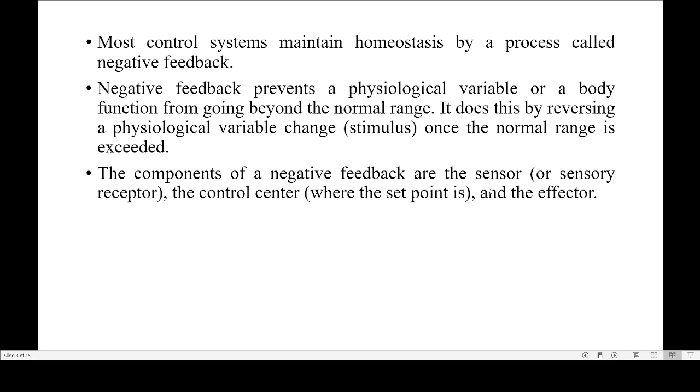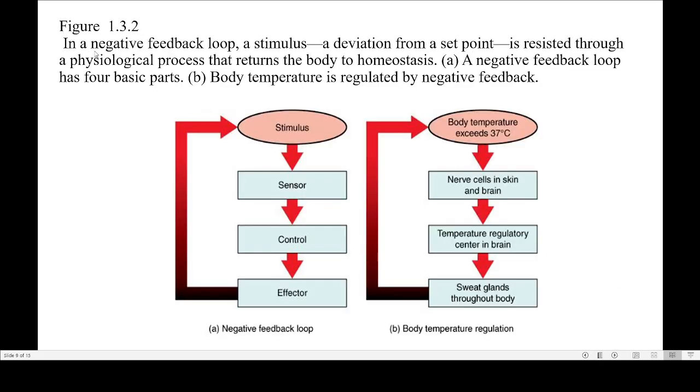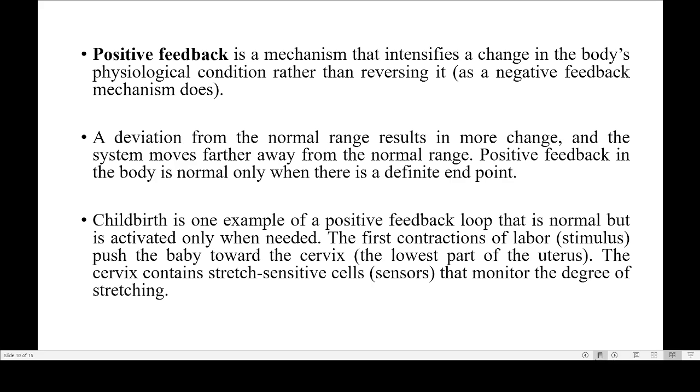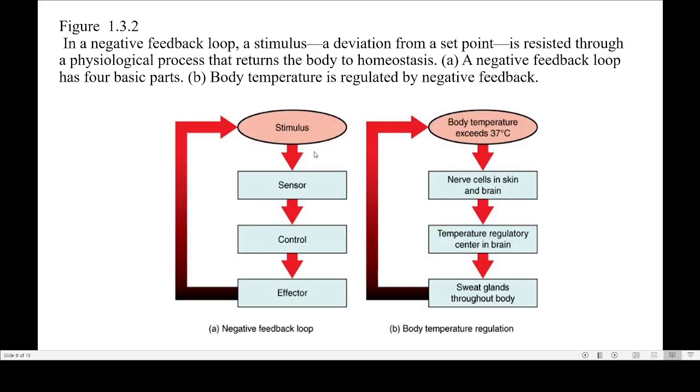The components of negative feedback are sensor, control center, and effector. So this diagram represents the negative feedback loop that is made up of stimulus, sensor, control center, and effector. The best example here is the regulation of body temperature. So if body temperature exceeds 37 degrees Celsius, this change is measured by the stimulus. Then nerve cells present in the skin and brain generate it.